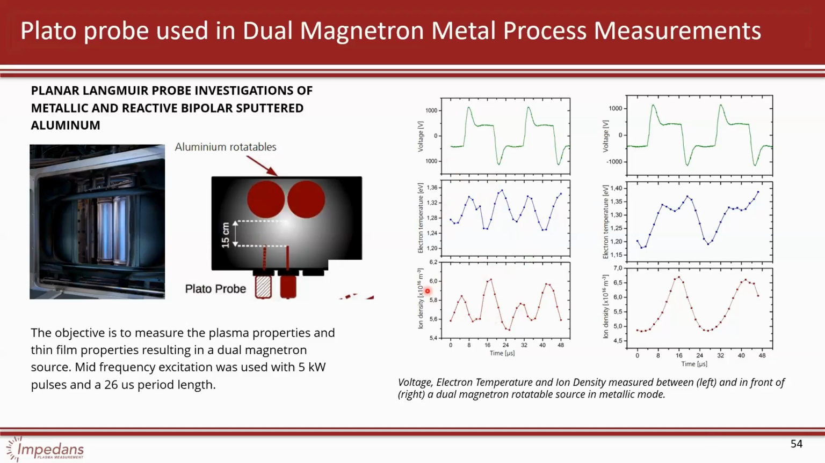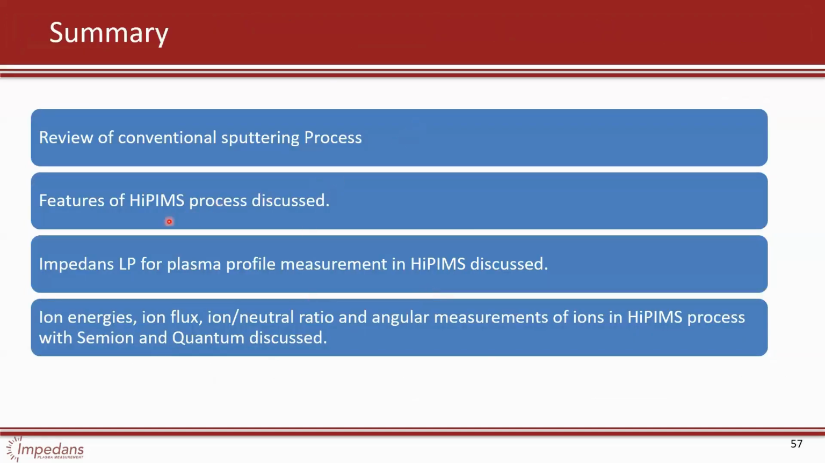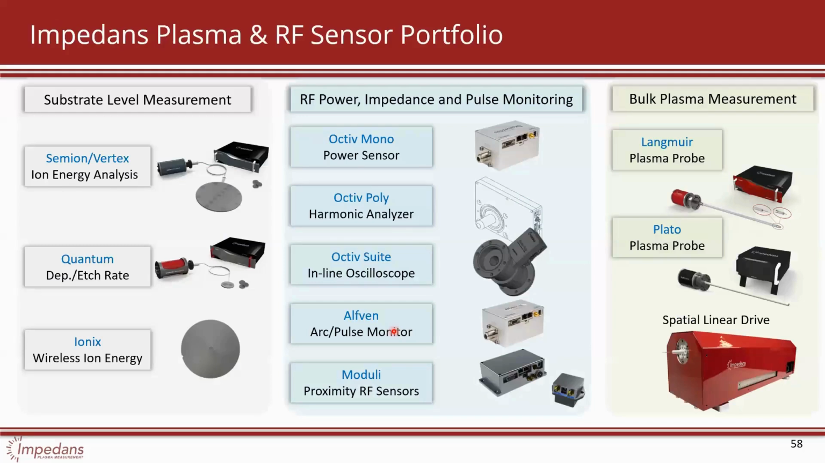So that's everything I wanted to show. We went through conventional sputtering processes and why people like HiPIMS. HiPIMS is a very deep topic, with huge conference sessions on these things, so we barely scratched the surface, but I think you get the idea. With a Langmuir probe and RFEAs, you can do measurements in these systems, and we can also do ion energy, ion flux, and ion to neutral measurements. So that is everything.